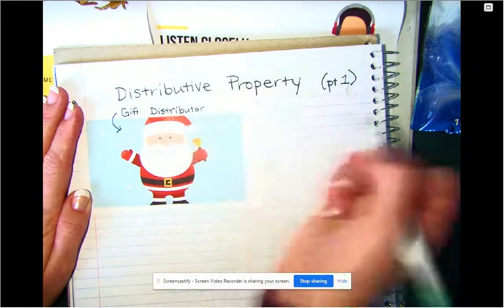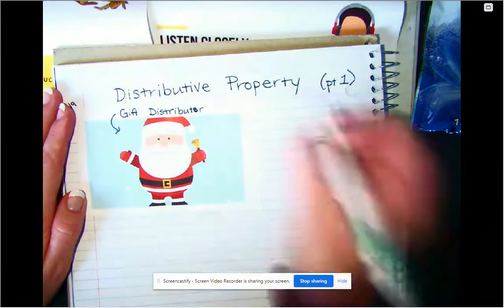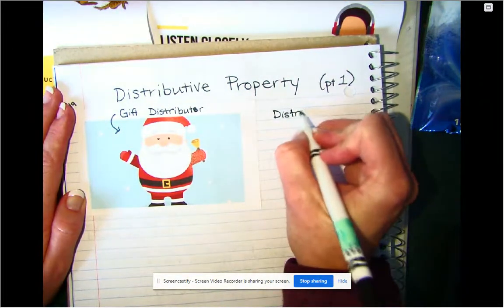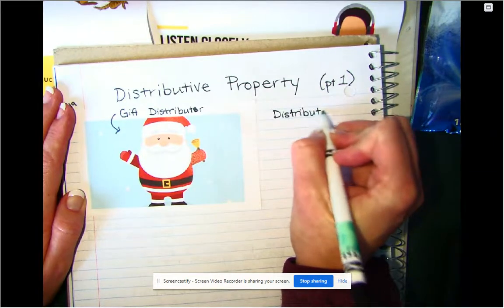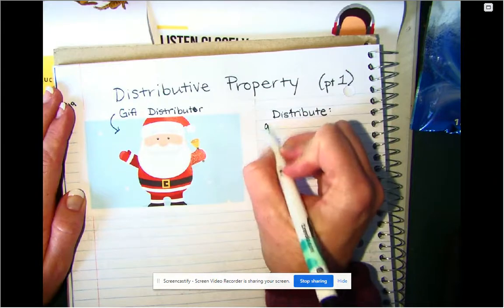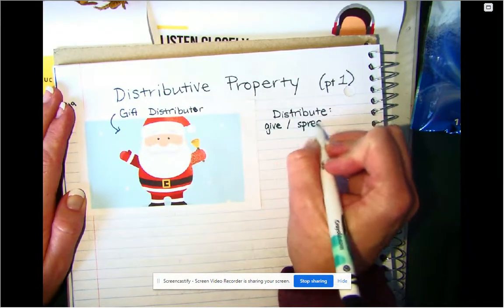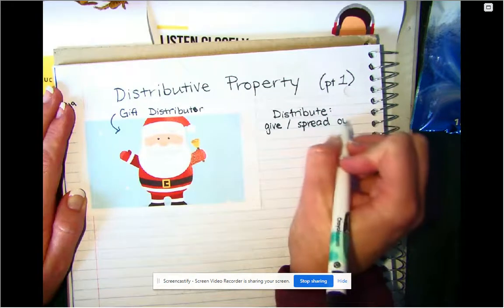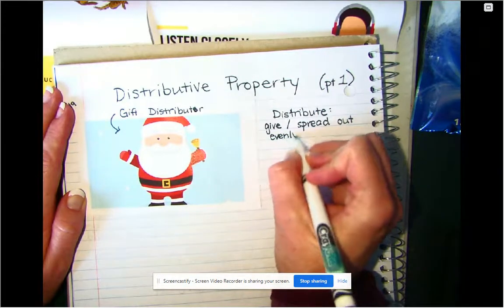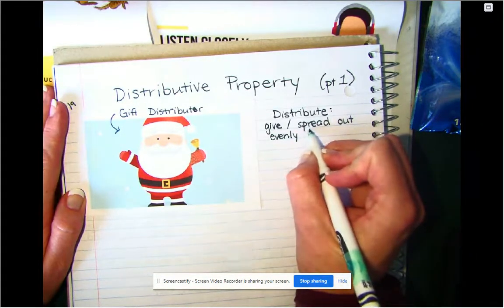Is that an OR or an ER? I think it's an ER. Okay, so to distribute means to give or spread out evenly. And evenly, I mean like equally.